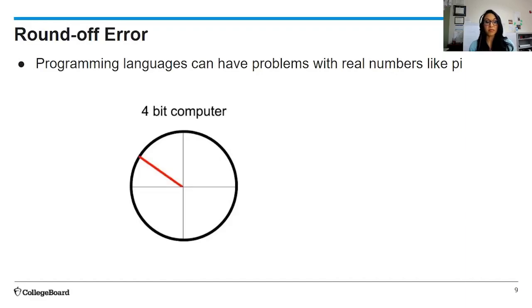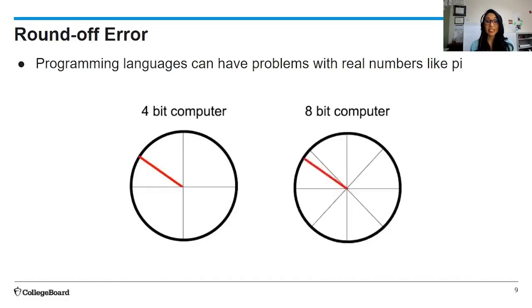round off error. If we had more bits, like this, maybe say like 8, the computer would still have to round, but you can see that the value it will round to is much closer to the original red line that we wanted originally. So the more bits we have, the more integers we can represent.